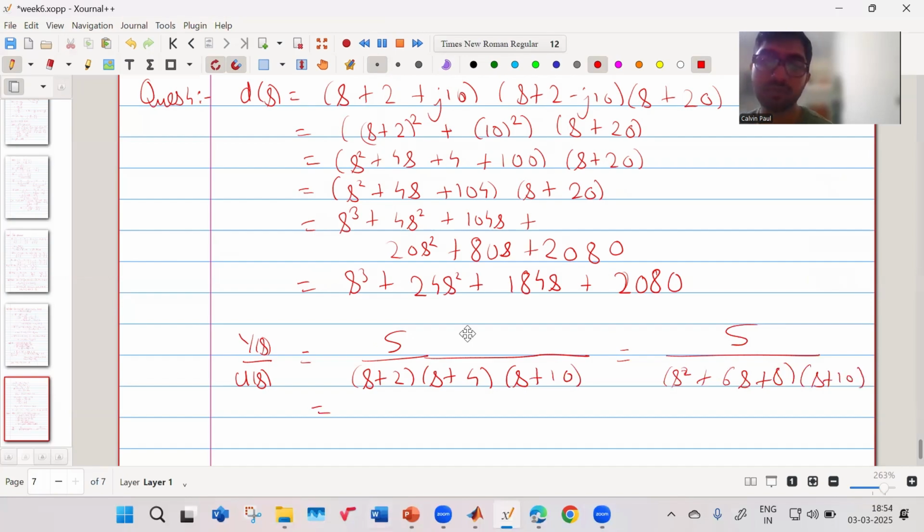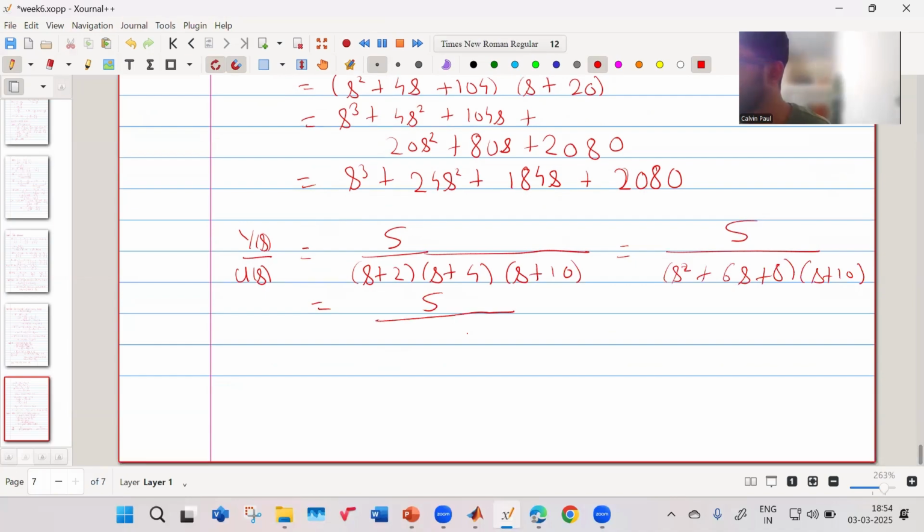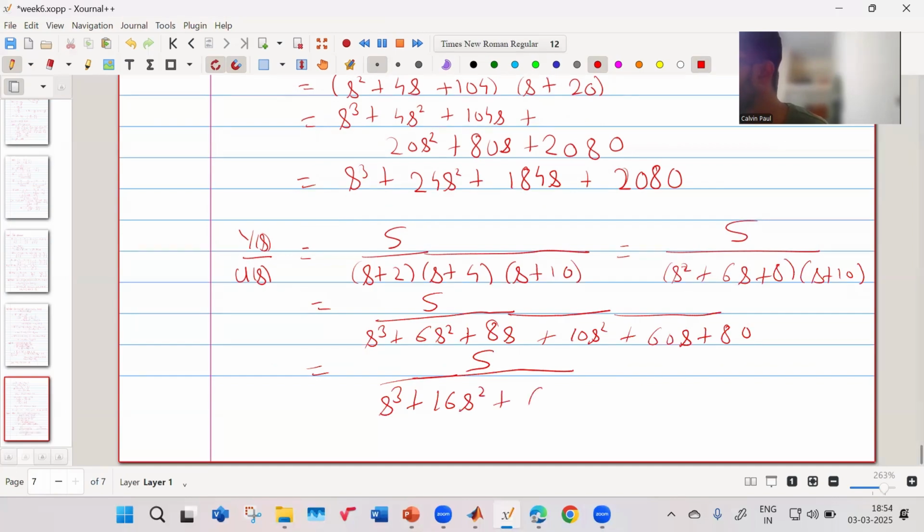So that is equal to 5 upon s cube plus 6s square plus 8s plus 10s square plus 60s plus 80. So that is equal to 5 upon s cube plus 16s square plus 68s plus 80. Okay, so this is the expanded transfer function. It is no longer in the form of poles and zeros. It is in the form of an expression, where the characteristic polynomial is given here. This is the characteristic polynomial of the open loop system.